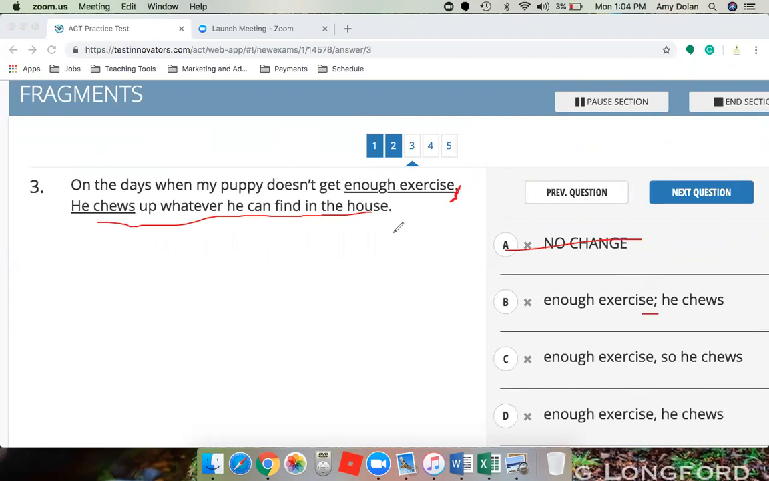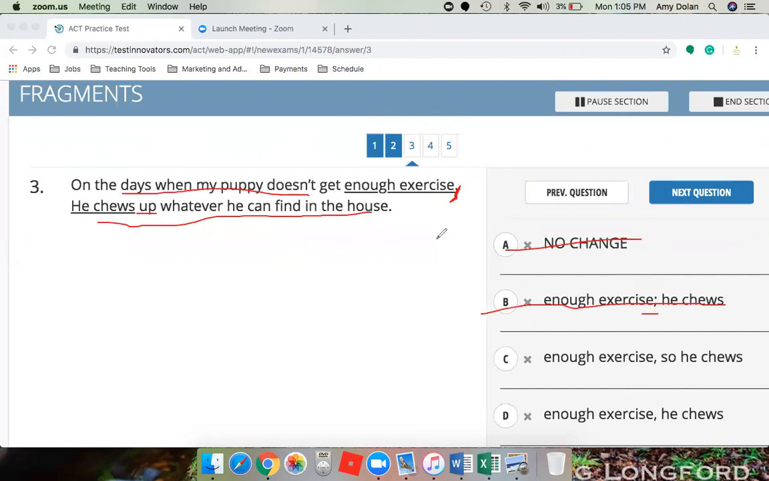Semicolon would suggest a comma and a conjunction. The only thing about that is when you use a semicolon, you're joining two complete sentences together. As you can see here, this is an incomplete sentence and this is a complete one. This is on the days when my puppy doesn't get enough exercise, right? That's incomplete. And then this one is complete. It's he chews up whatever he can find in his house. So you can only join two complete sentences with a semicolon.